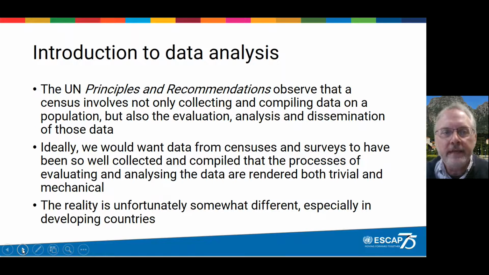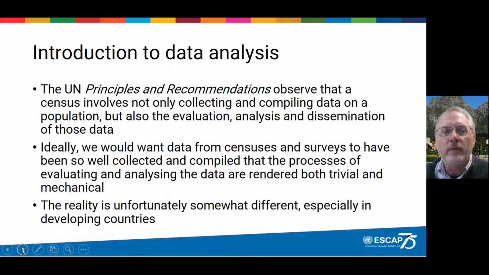Now, the UN principles and recommendations for population and housing censuses observe that a census involves not only collecting and compiling the data on a population, but also the evaluation, analysis, and dissemination of those data. And so when one's talking about collecting demographic data, it's not simply the act of collecting and creating a machine-readable format of it, but also that process of evaluation and analysis.